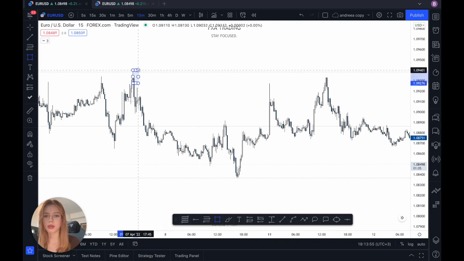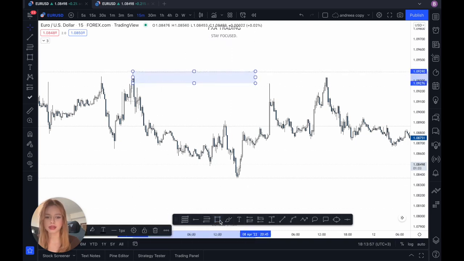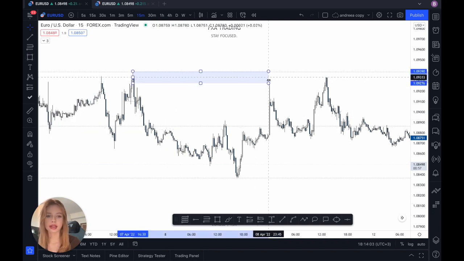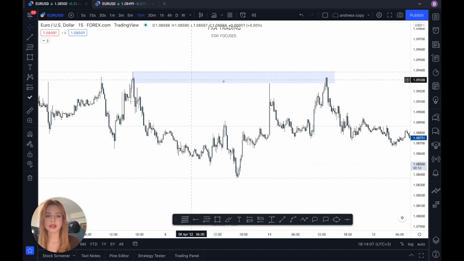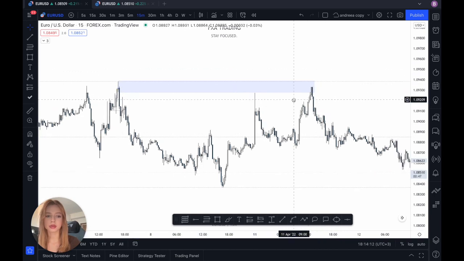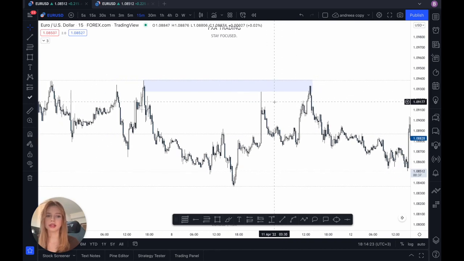So we mark that up like this with this tool, a rectangle that you can find right here, and you go to the right and see if it has any reactions. And as we can see, to the right price went directly into it, so it's not above it or below it, it's right in the middle of it. So that's when we can already tell that this candle right here was mitigated by the market.